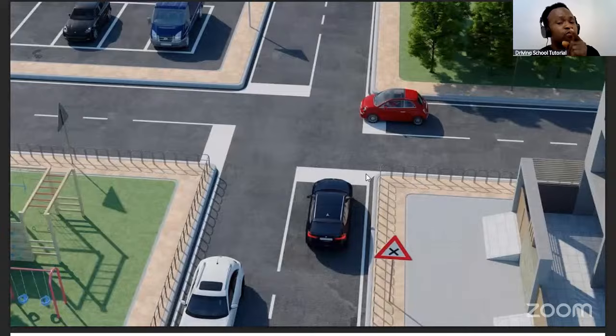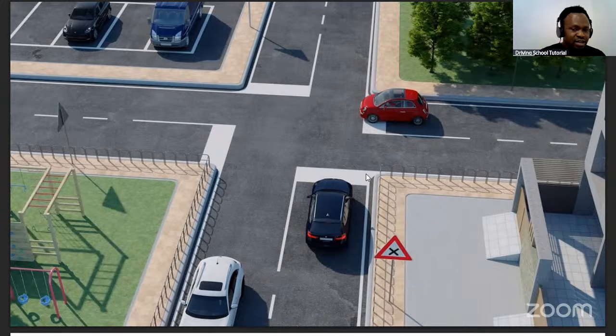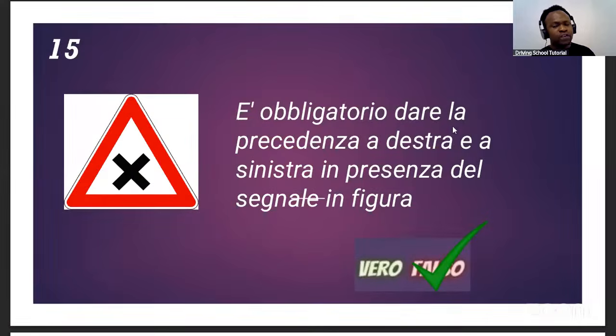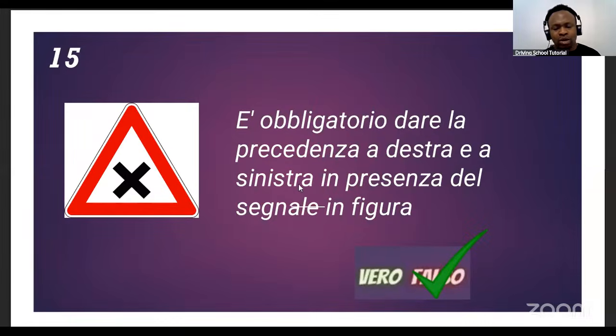Now, remember we said give right of way to the vehicles that are coming from your right hand side. But the question says that in the presence of this sign, it is obligatory for you to give right of way to both right and left. It is not true, because you are only obliged to give right of way to vehicles from your right hand, and not to the vehicles from your right hand and from your left hand. So that is why the answer is falso. È obbligatorio dare la precedenza a destra e a sinistra in presenza del segnale in figura. No, it is falso. Question number 16.